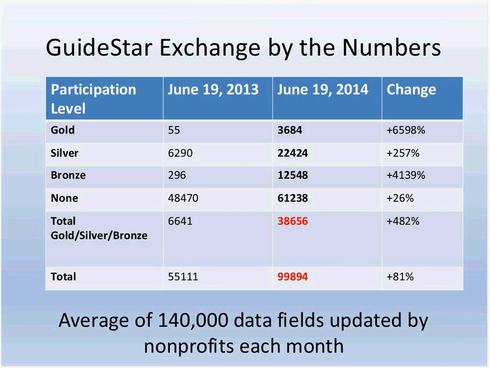So let's look at some numbers. Last June, we launched this new program just about a year ago. We launched with 55 organizations in our system that met the requirements of the gold level, about 6,000 silver, almost 300 bronze, and quite a few, almost 50,000, that didn't meet any of our criteria for those 3 levels of participation. One year later, we've grown the program tremendously, and now we have almost 100,000 nonprofits that have participated at one level or another.